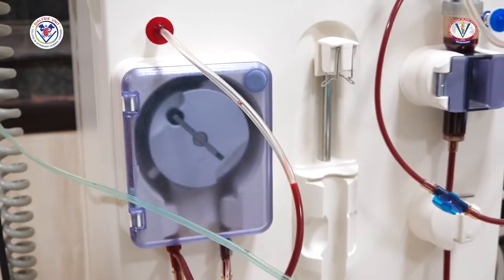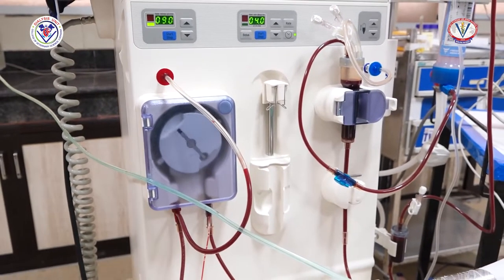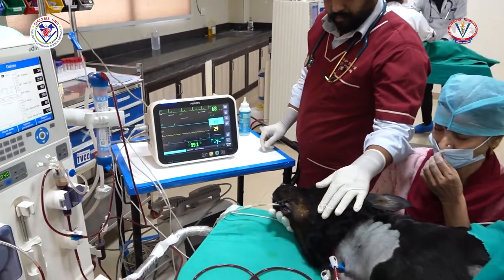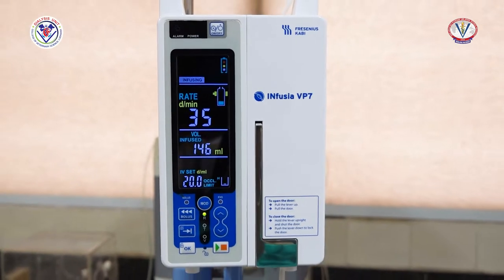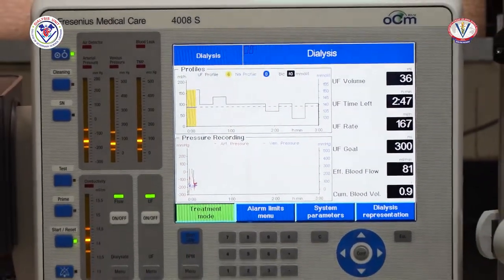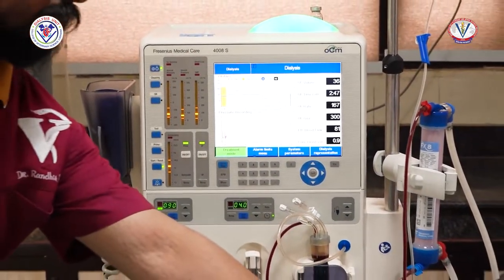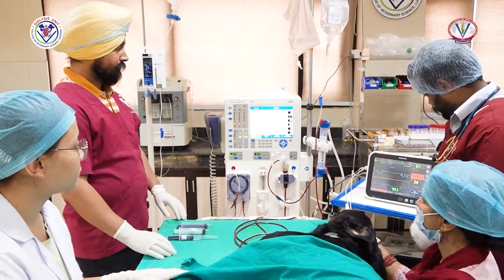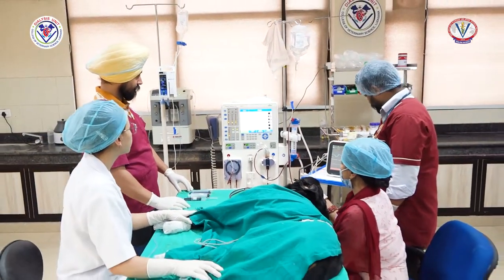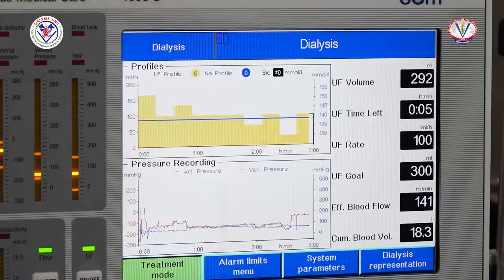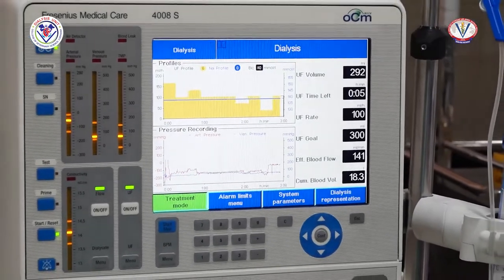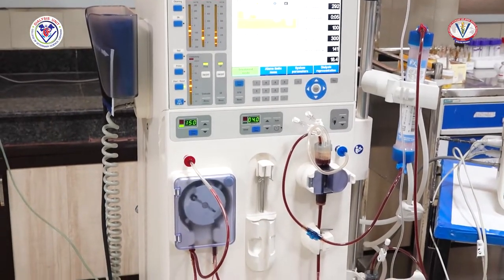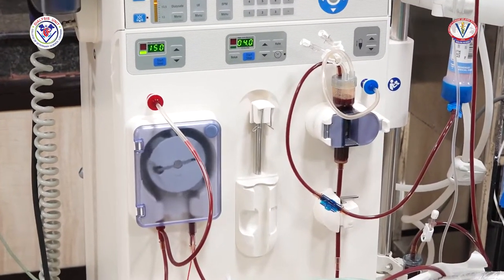Now start the blood pump and keep monitoring the vitals of the patient throughout the dialysis session using the multi-parameter monitor. Pump speed can be increased slowly depending on the patient's body weight and may vary from 2 ml per kg per minute to 10 ml per kg per minute.